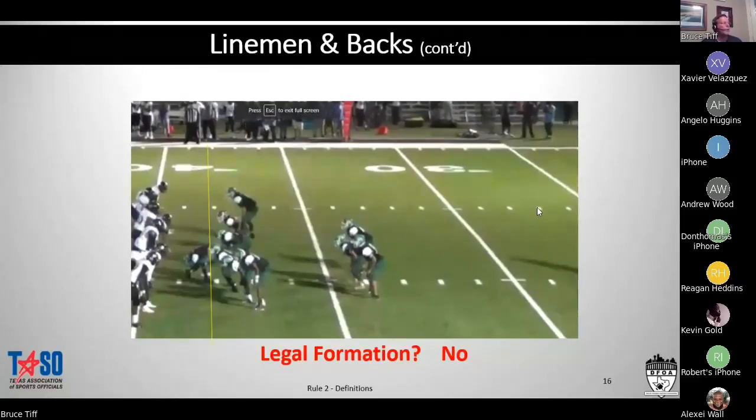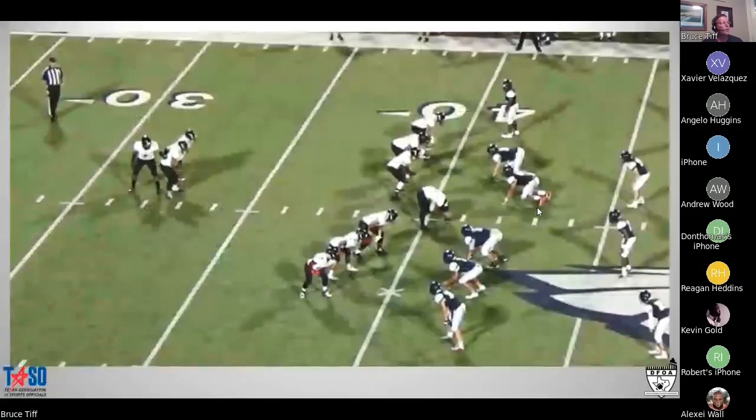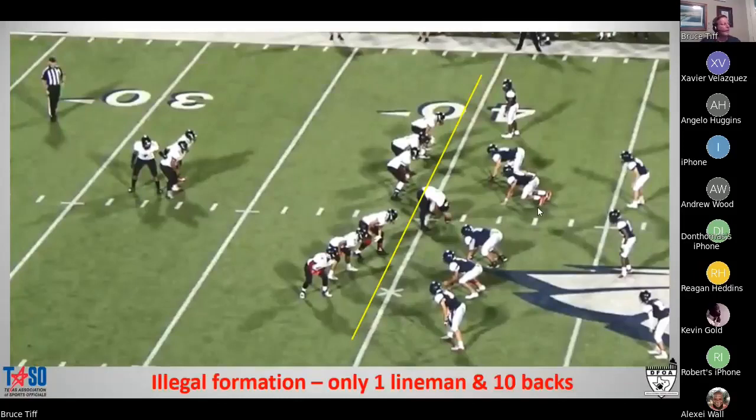Okay, another formation. You can already kind of see, probably before I even draw the line, we're going to have a problem here. This was actually a JV game at a fairly large school, but it can happen anywhere. And you see here, when I draw that line, and I'll bet if I even draw the line on the back of his rear end on the snapper, we still would have 10 guys in the backfield. So definitely an illegal formation. We've only got 1 lineman and we've got 10 backs. So we would have a foul here at the snap for an illegal formation.